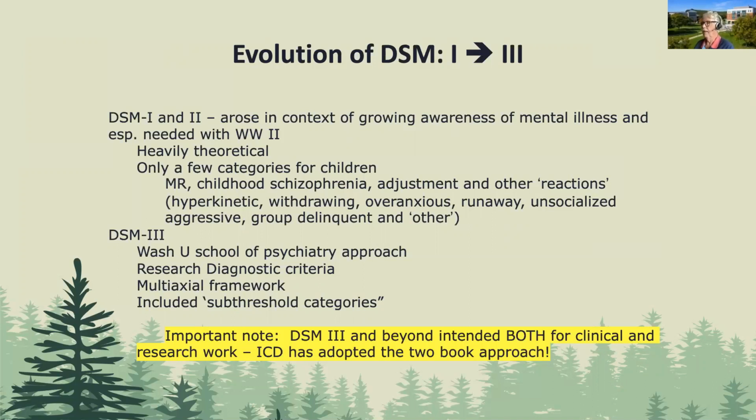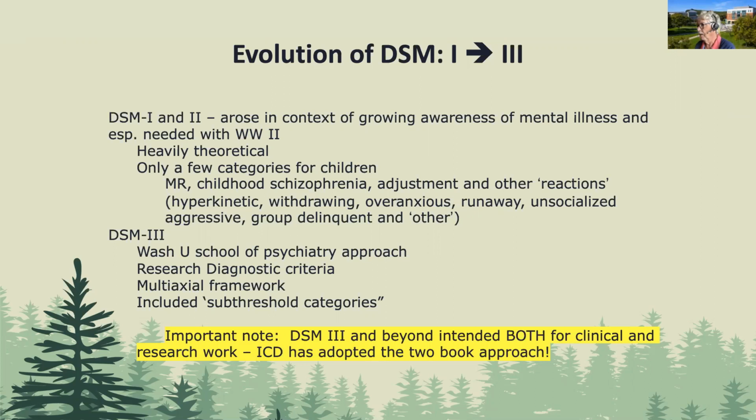By the time DSM-3 rolled around in 1980, there had been a very important impact of the Washington University School of Psychiatry approach. They developed research diagnostic criteria, basically saying, what are the facts? Forget the theories. What are the facts? What can we agree on are the essential features that define this condition? They also adopted a multi-axial framework, and they specifically included subthreshold categories. So atypical PDD, essentially the broader autism phenotype cases.